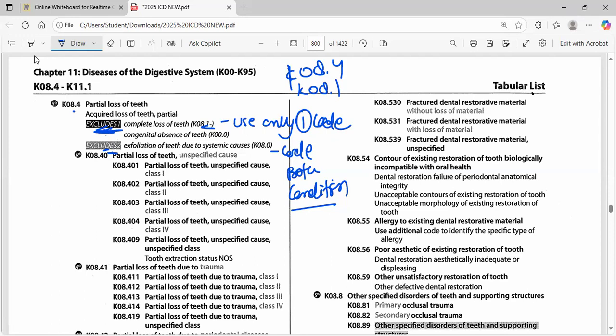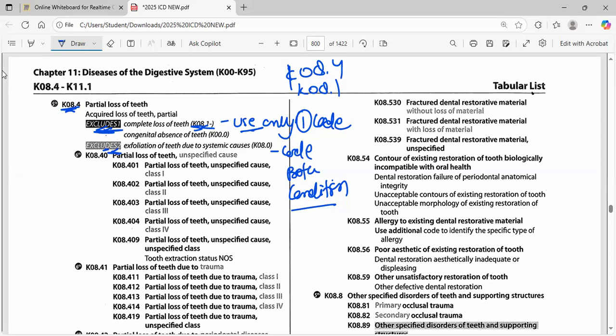So Excludes1 means that you have to use only one condition between this and the condition listed in the Excludes1. Most of the time, we will prefer the condition listed in the Excludes1. However, ICD guidelines state that we have to keep the most specific condition. So we have to use only one code, but in the manual, our guidelines state that we have to use the most specific condition.